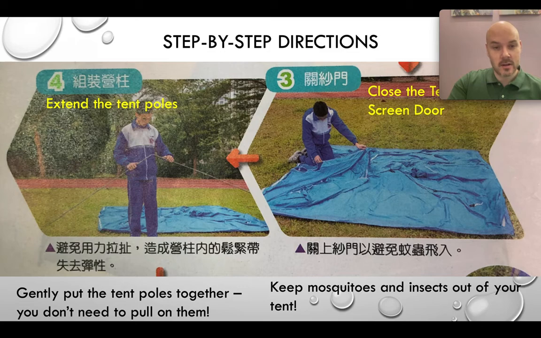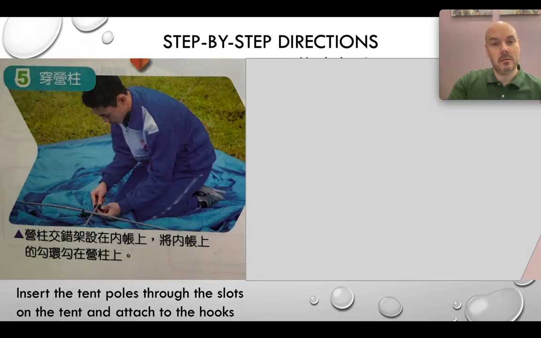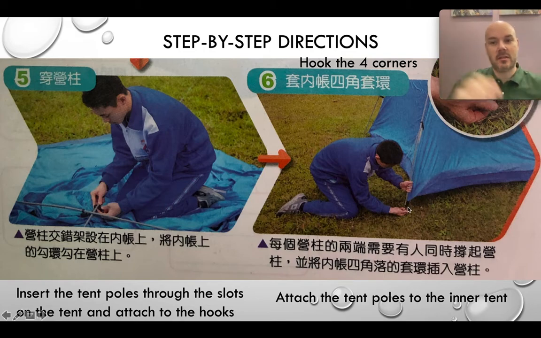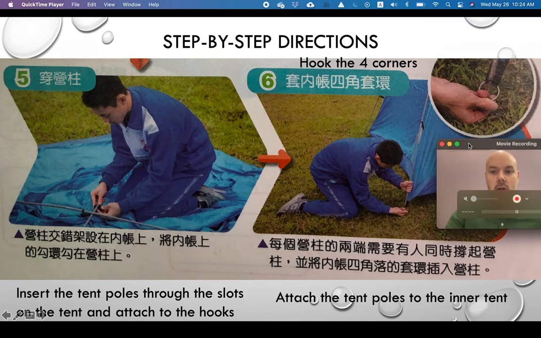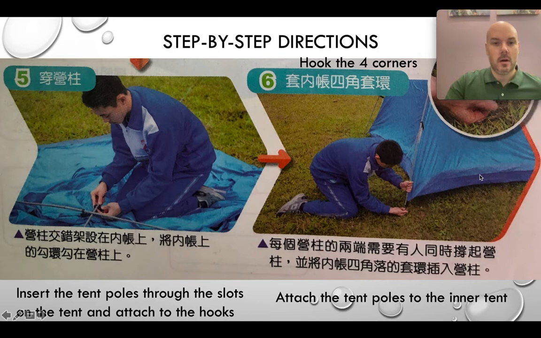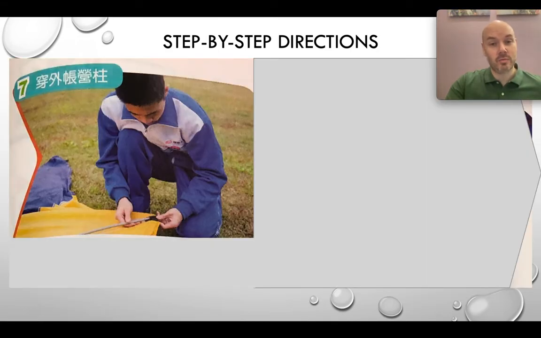Once the tent poles are ready, you're going to put them into the tent. So there'll be little slots on the tent that you'll slide the tent pole in, and you might see some hooks on the tent as well where you attach the tent poles to the tent. Then you're going to hook the four corners of the poles into the tent, and this will stand the tent up. So as you can see here, you're going to clip the tent poles into the part of the inner tent.